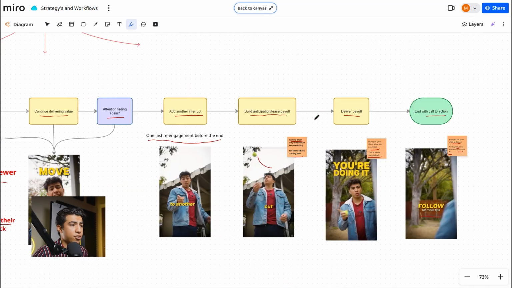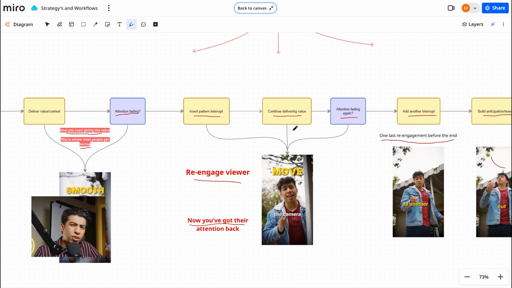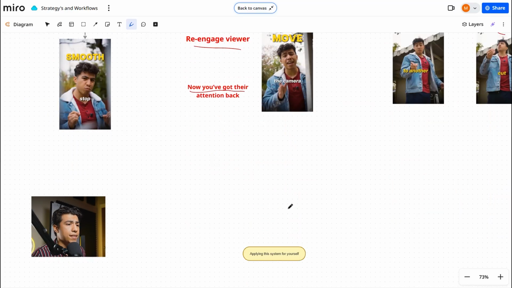So that covers pattern interrupts here. I hope you have a much better understanding of how to actually apply this to yourself.